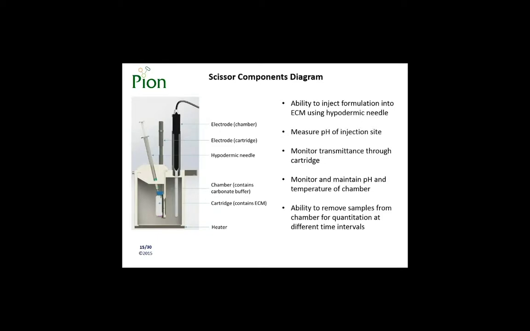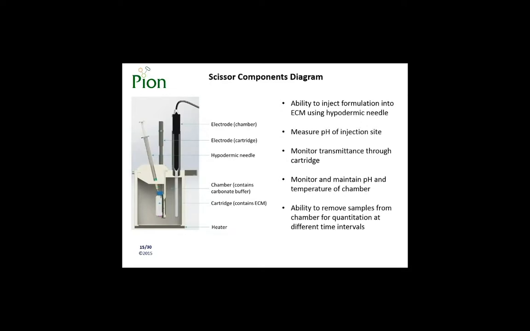Once injected, molecules can diffuse out of the cartridge into the carbonate buffer sink through dialysis membranes housed in the walls of the cartridge. Fractions can be collected from the sink at different time points for offline quantitation. The resulting concentration time profile can be used to calculate a diffusion rate, which can then be correlated to in vivo uptake by the body.